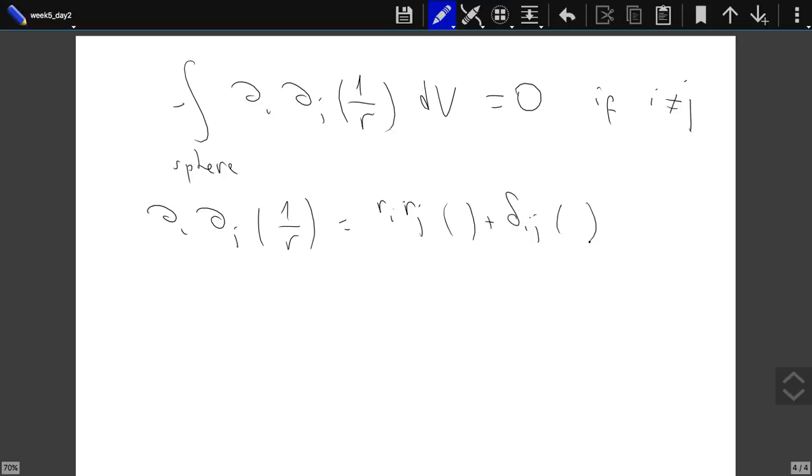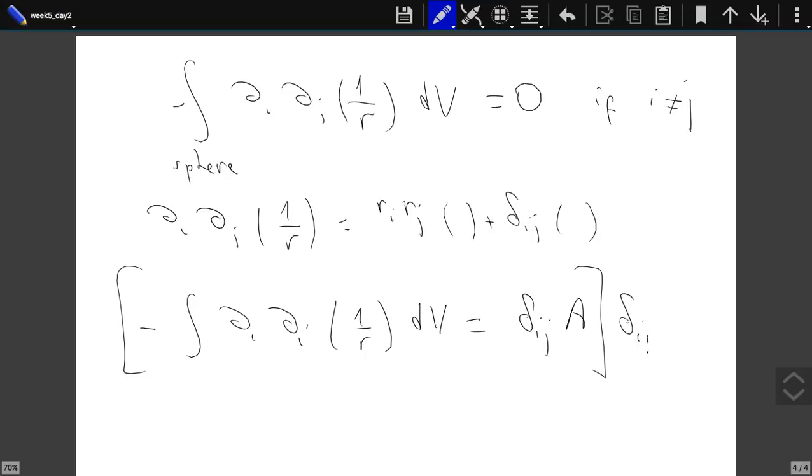The only possible non-zero contribution is when I and j are equal to each other. In that case, you don't have the product x, y, which is odd in x, but you get x squared, which is even, which you are integrating over an even interval. So basically, that means del I, del j, 1 over r integrated over the volume will be proportional to Kronecker delta ij. I don't know the coefficient yet. Now the trick will be, what is this coefficient?